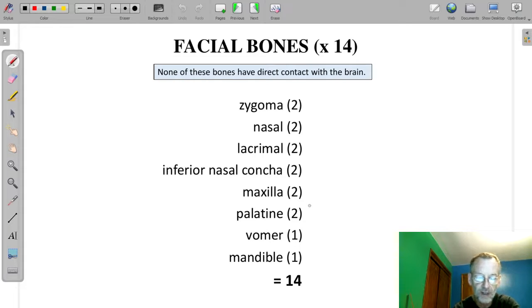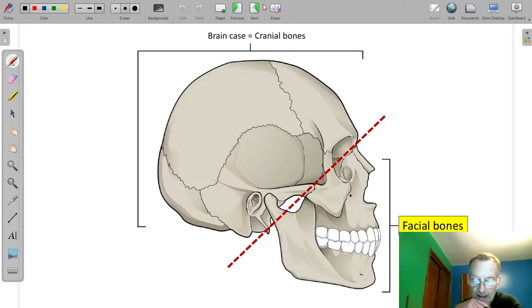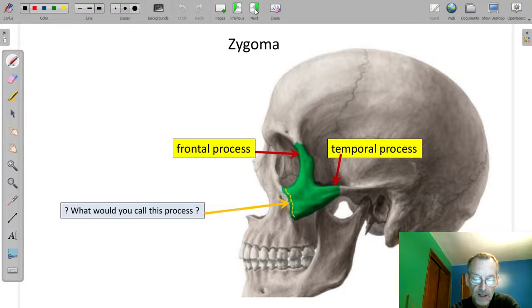So again, feel free to stop this, take a break. I wouldn't go through this probably all in one session. So let's go ahead and start with the next slide. And this basically divides the skull up into the cranial bones and the facial bones. There's this line that more or less as drawn that divides the facial from the cranial bones. So we're in the facial region. And we'll just go down through the list.